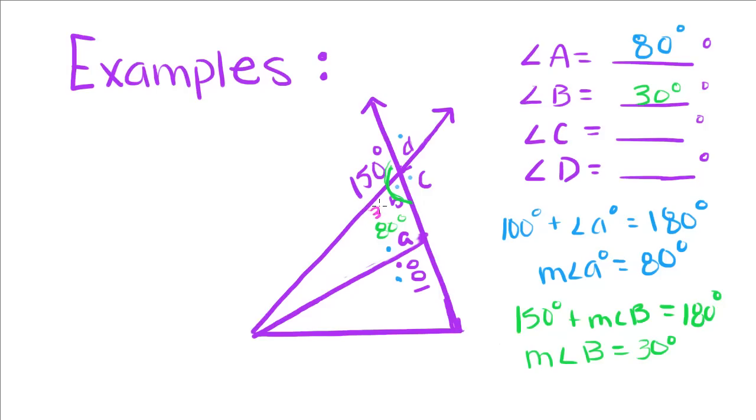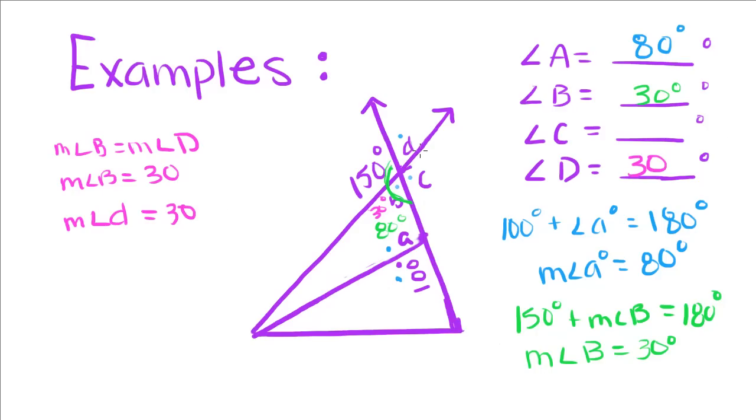and fill that in. Since B and D are across from each other, that means they're vertical angles. And vertical angles have equal measures. So the measure of angle B is equal to the measure of angle D. Since we know that the measure of angle B equals 30, that also means the measure of angle D has to equal 30. So we can fill that in right there.